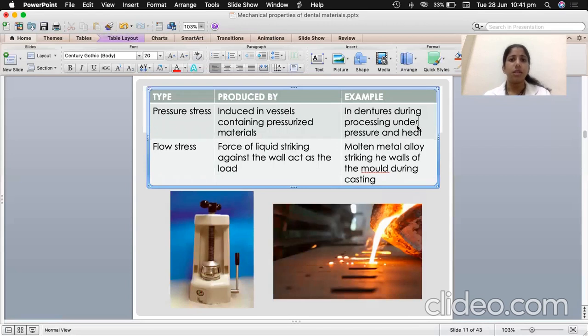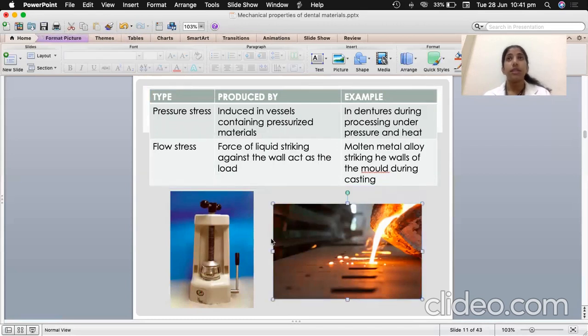And pressure stress is induced in vessels containing pressurized material. An example is during processing of a complete denture, which we process under pressure; that is pressure stress. And flow stress: in dentistry, we fabricate crowns and FPDs. At that time we have to melt the metal, and the molten alloy strikes against the wall of a mold during casting. The stress developed against the wall is called the flow stress.